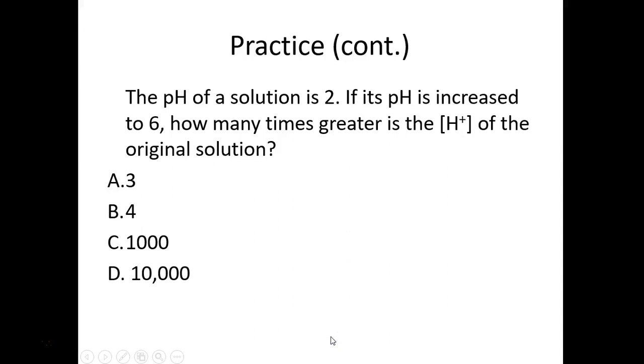Here's another practice. Take a moment and work on this one all on your own. All right, so there's a difference of 4 pH units between 2 and 6. So the difference between them will be 10 to the 4th or 10,000.